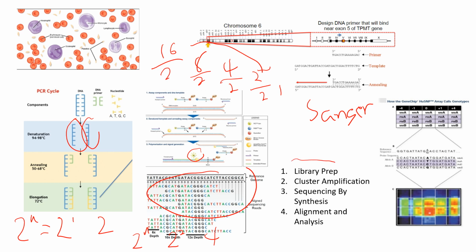Your first step is going to be library prep. This is essentially taking a library of genetic information and cross-referencing it with other genes. Cluster amplification is similar to sort of PCR in a way, where you're upscaling all the specific genes you want to upscale. You're just not doing a full DNA strand.